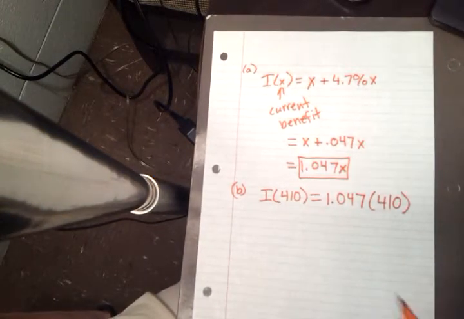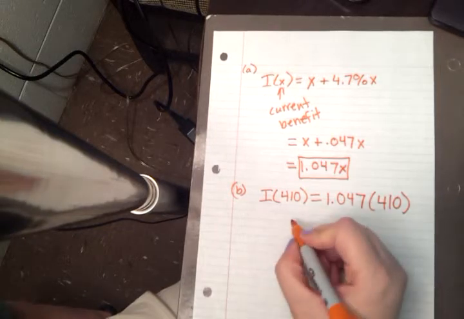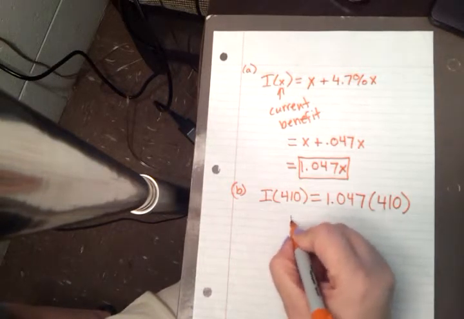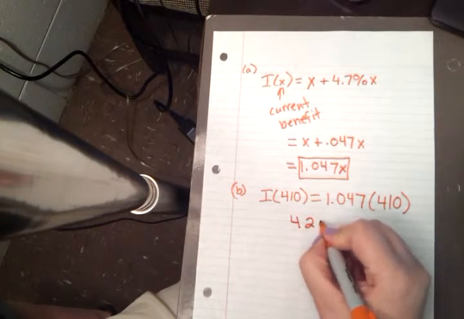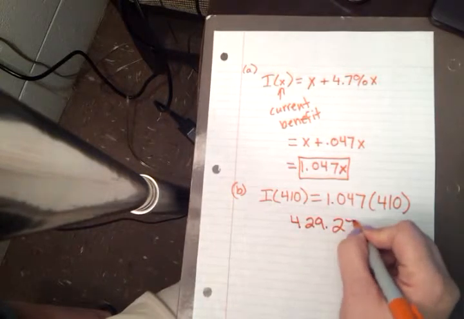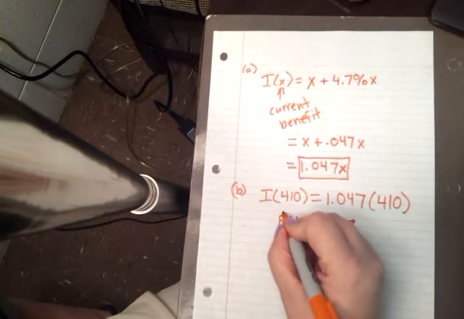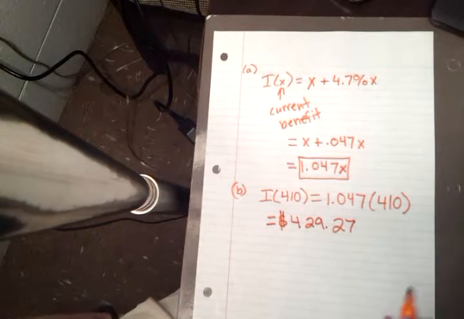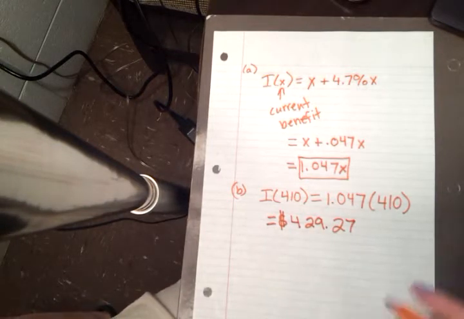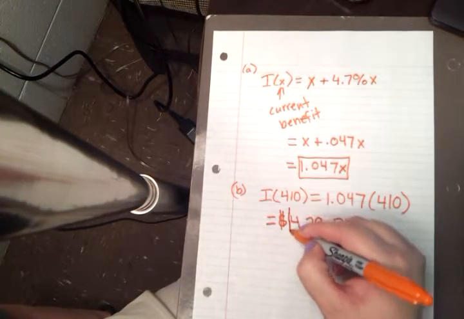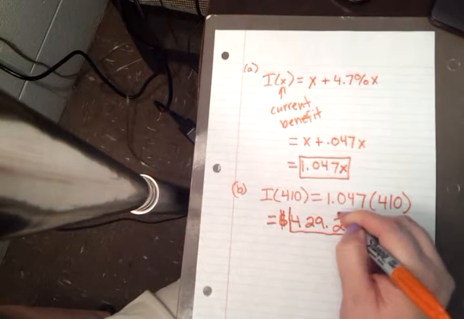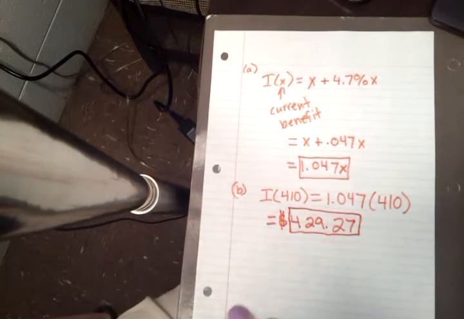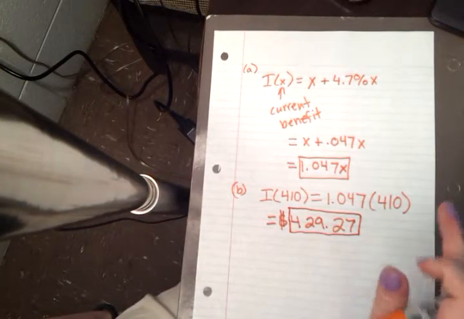Now just plug in a 410 for my X. And if you plug that into your calculator, you're going to find out that Harrington makes $429.27 at that particular cost of living increase. And so this portion, the 429.27, is what you'll answer for question B.